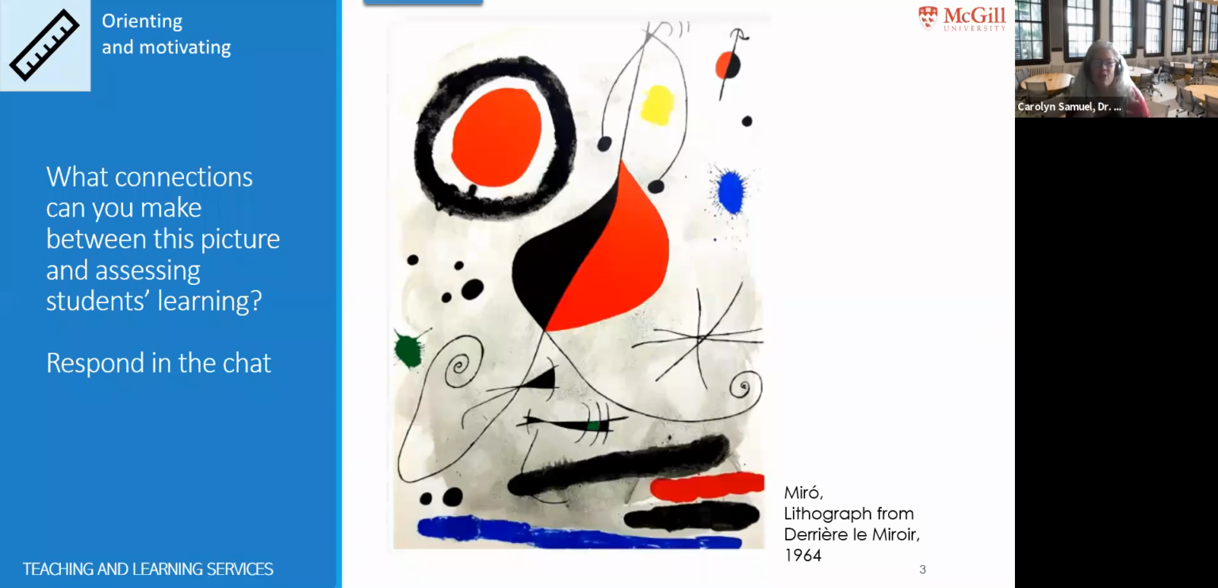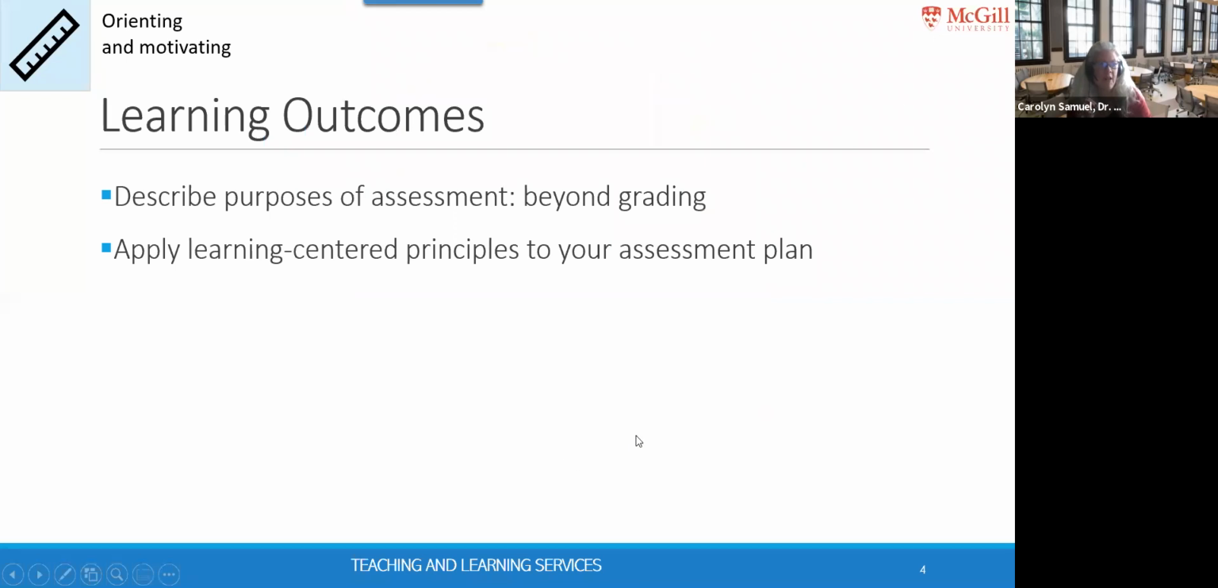We're going to narrow our focus a little bit because we always want to have our outcomes. So we want outcomes even for today's webinar. Our learning outcomes for today's webinar are that by the end, we hope you will be able to describe purposes of assessment beyond grading. So we're going to look more closely at that in a minute, but grading is sort of an obvious purpose of assessment, but there are others. And the other outcome we have for today is that you will be able to apply learning-centered principles to your assessment plan.